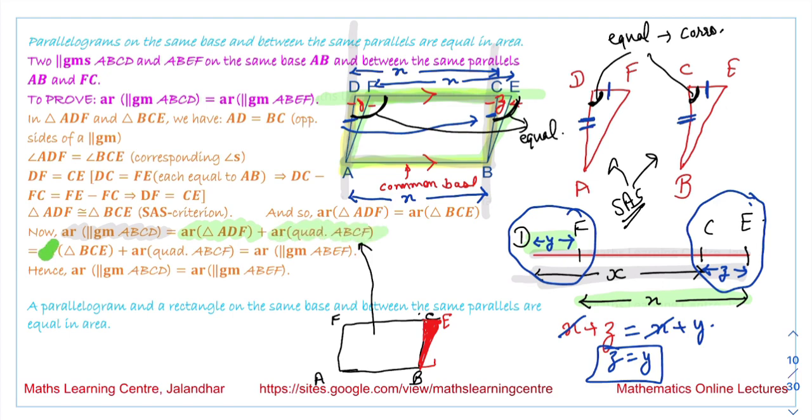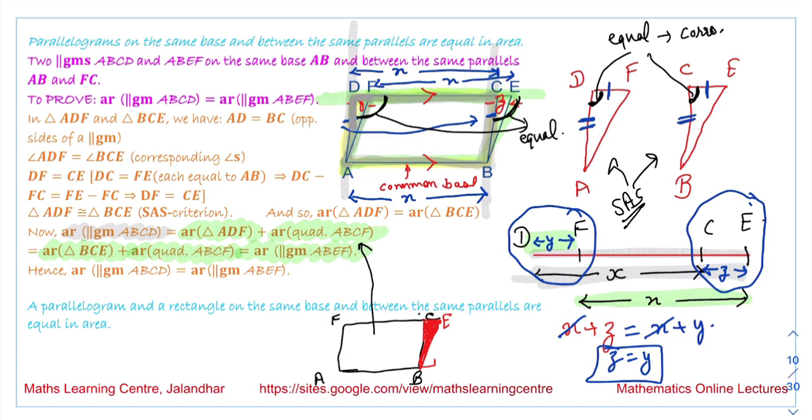Similarly, the area of triangle BCE plus the area of quadrilateral ABCF is equal to the area of parallelogram ABEF. Basically what we are saying is that if we look at this figure, this region ABCF is common to both of them.